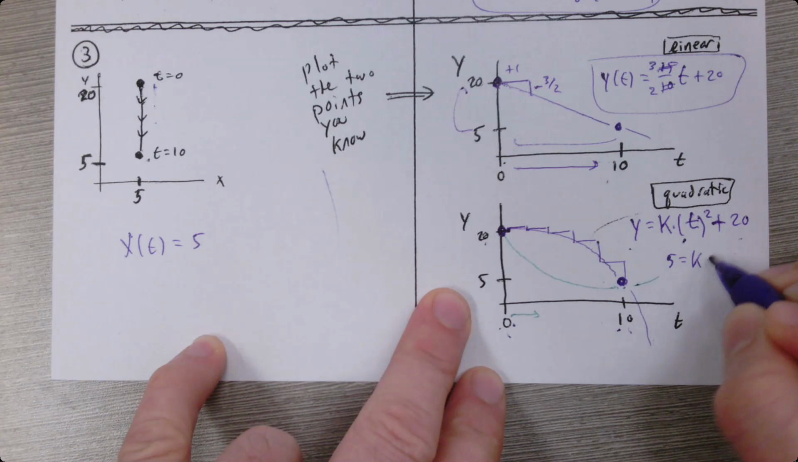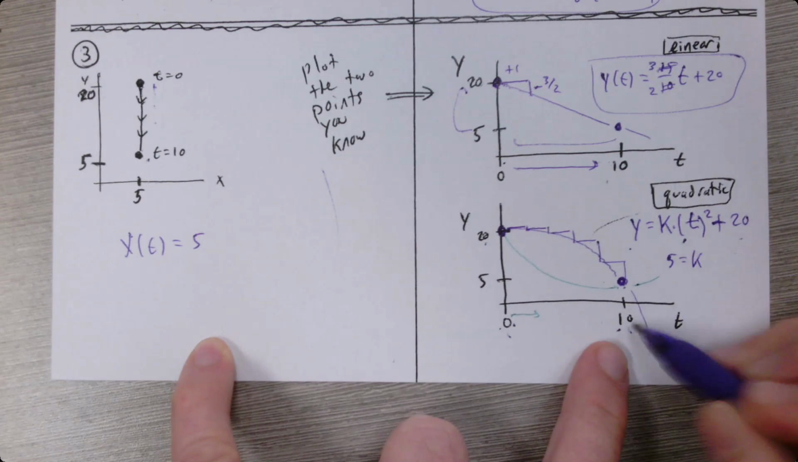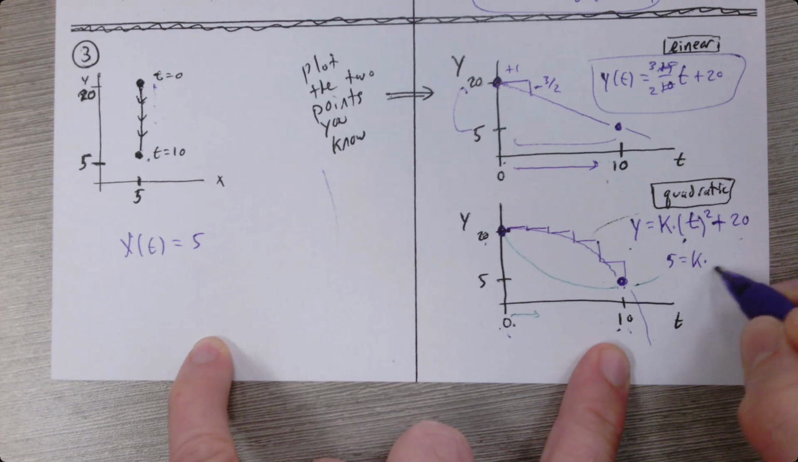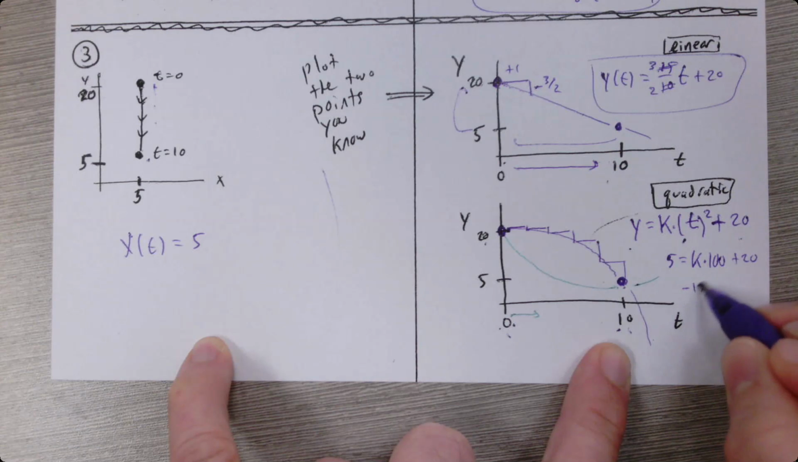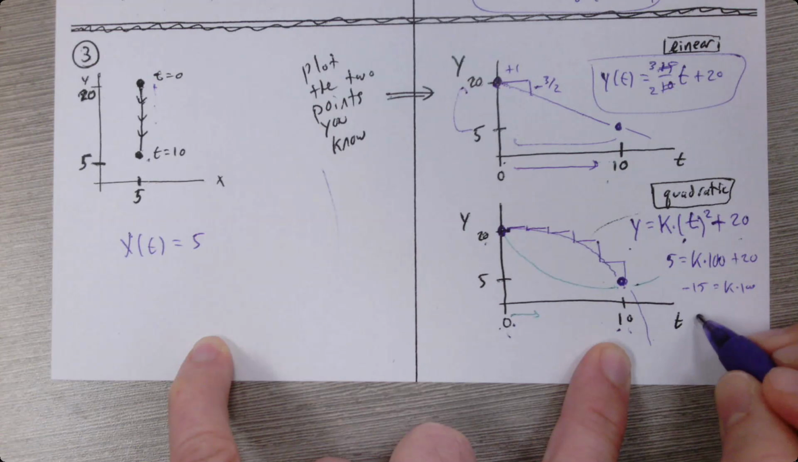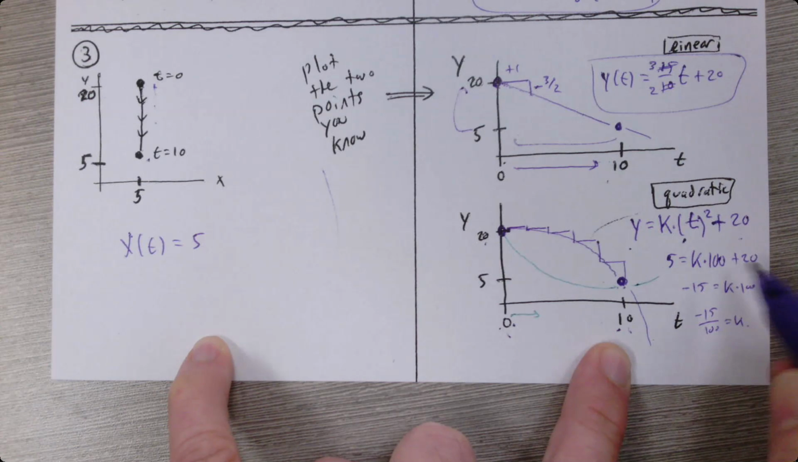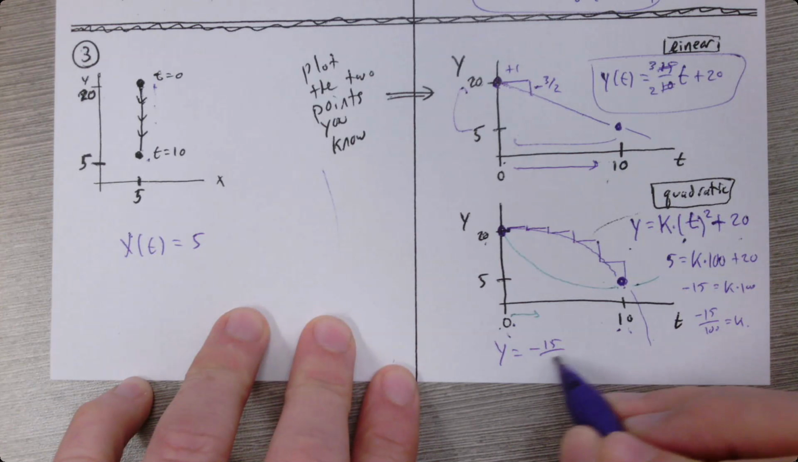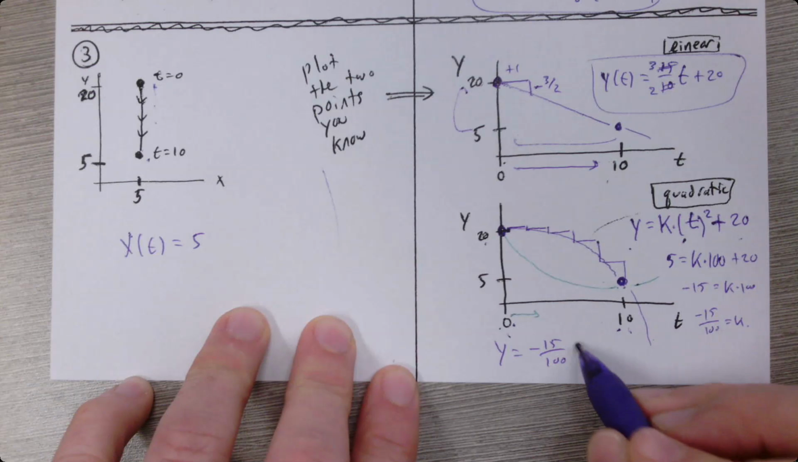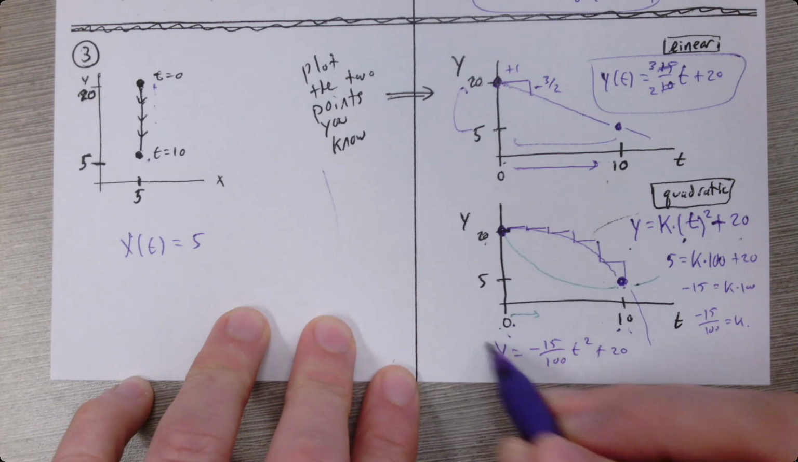5 equals k times a t value of 10, so 10 squared gives me 100. So now let's solve for k. I'll subtract 20, and so now I'll divide by 100. So negative 15 over 100. And now I can write my quadratic. y equals negative 15 over 100 t squared plus 20.